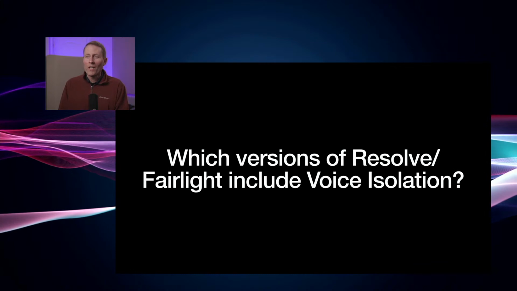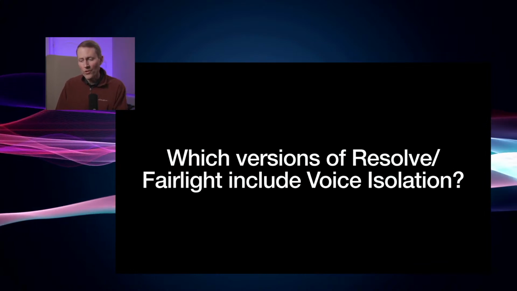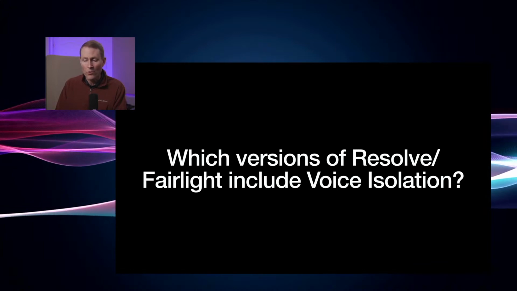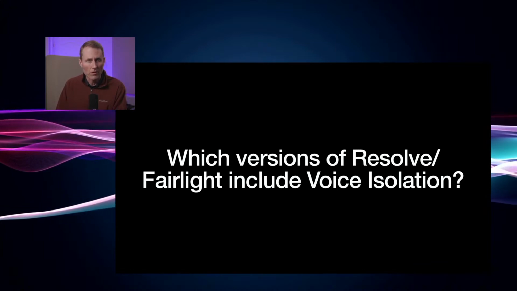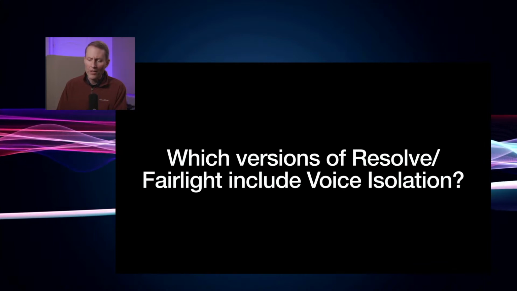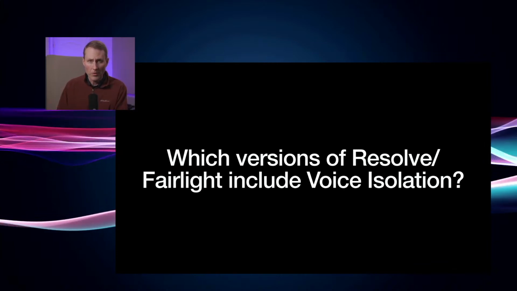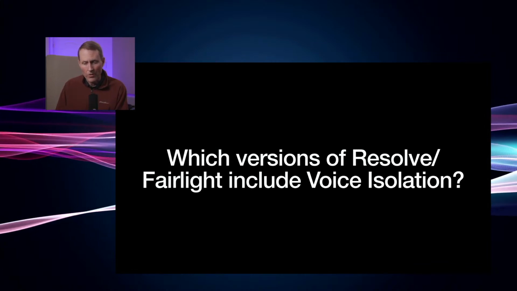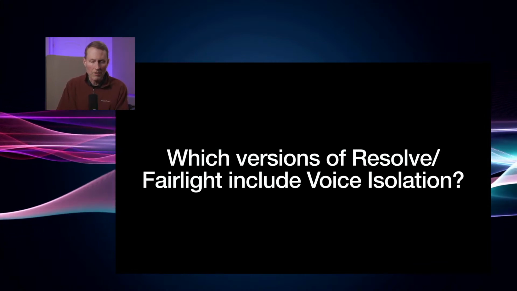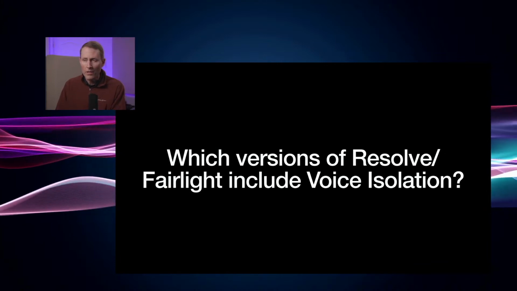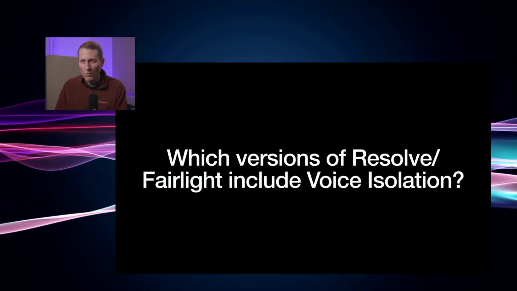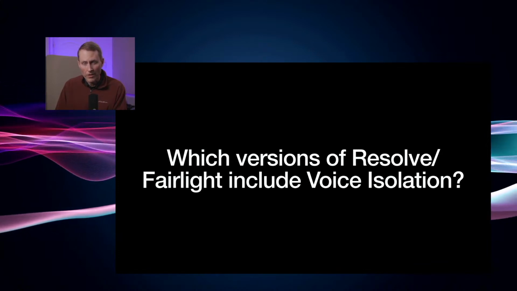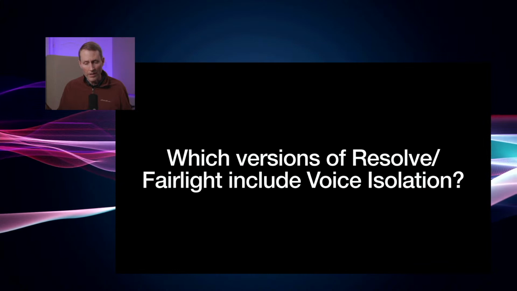So the first question I think that's important to cover is which versions of Resolve and Fairlight include voice isolation. Of course, this is new in version 18.1, so it's the latest version. And it's my understanding that voice isolation is only available in the Studio version, which is the paid version. It comes with a lot of different Blackmagic hardware. You get a license with that hardware, or if you want to purchase it separately, it is $295 US for DaVinci Resolve. And I think that's a perpetual license.